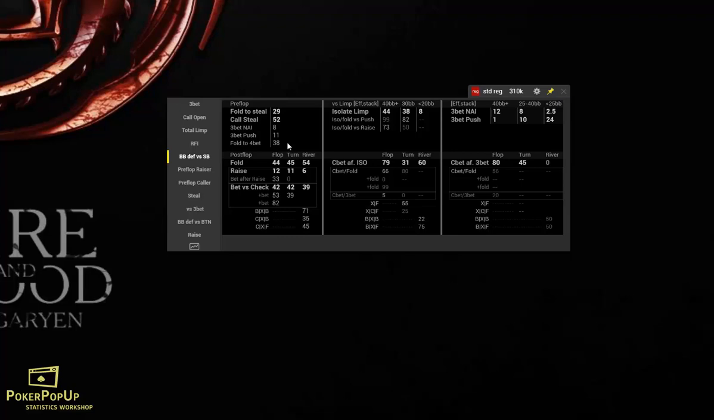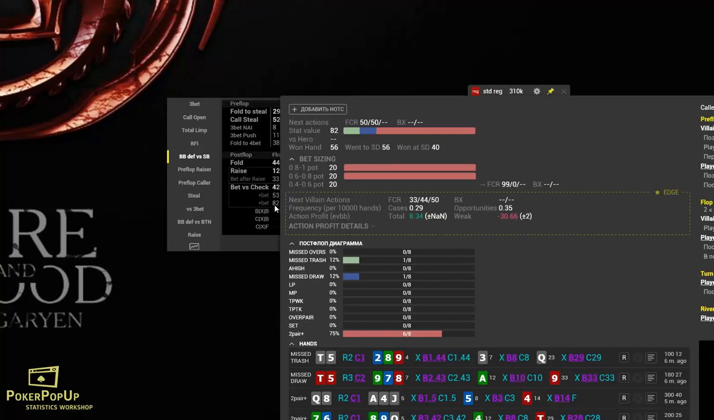Below that we have our post-flop stats, fold to c-bet flop turn river, raises flop turn river, and here we have bet after flop raise. Below that we have bet versus check, which means bet versus missed c-bet, and here plus bet means that a player bets flop and also bets turn and bets river.